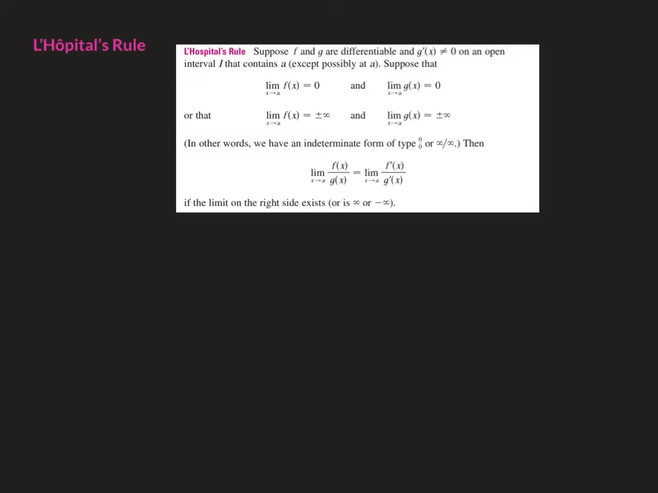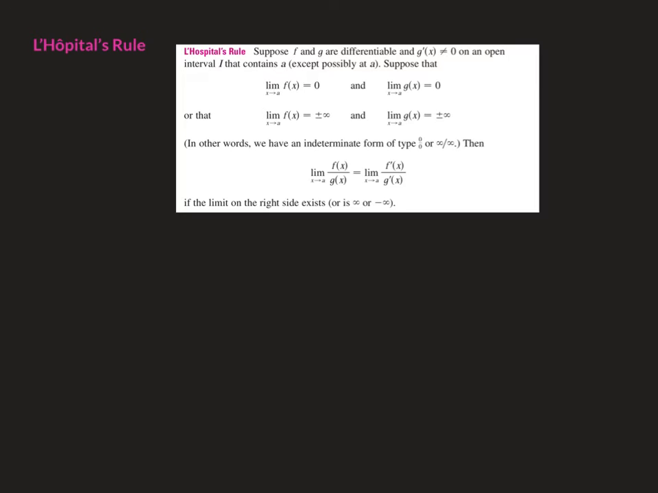L'Hopital's rule is defined for functions that are fractions, and we are going to use it when we have one of these two cases. The first case is that the limit of the numerator and denominator are both 0, so we get the case of 0 over 0 like the two examples from before, or the limit of both the numerator and denominator go towards plus or minus infinity. In those cases, we're going to get an indetermination of the form infinity over infinity.